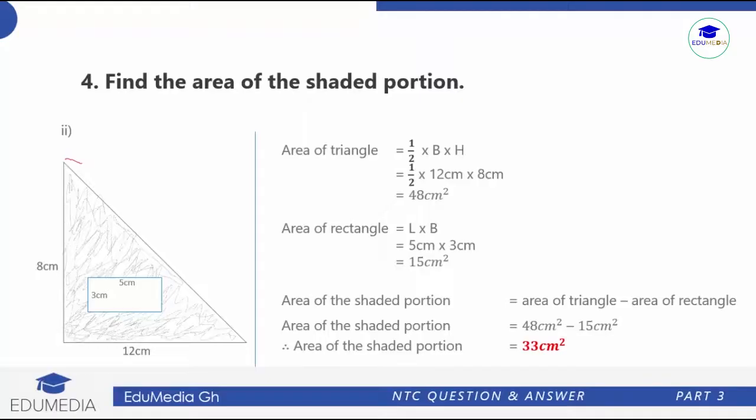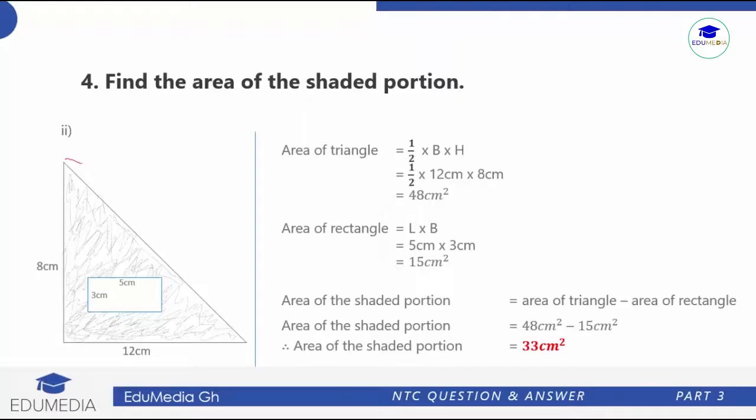So you should understand that this rectangle is in the triangle, so it's also taking another area. To get the actual area of the shaded portion, we need to take out this rectangle. All right, so the area of the triangle, as you've seen in the previous solution, is half times base times height.